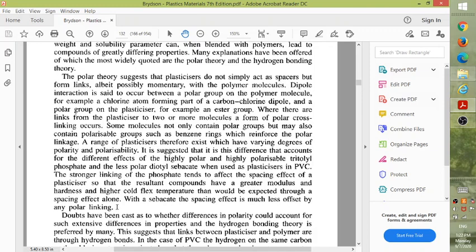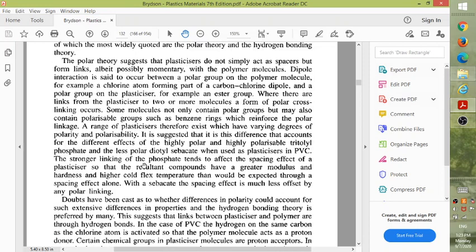So if there is a dipole moment, it is in addition to the spacing effect. Means there will be more interaction, there will be more interactive forces, therefore the polymer will have hardness and it will have greater modulus, it will have higher cold flex temperature than would be expected through a spacing effect alone. So with the less polar plasticizer, the spacing effect is much less offset by any polar linking.